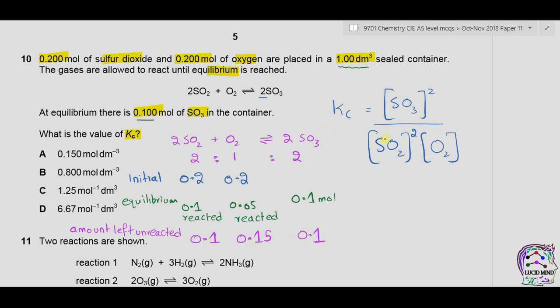Now putting these values in the Kc equation, Kc is equal to concentration of SO3, as 0.1 mole divided by 1 equals 0.1. So it is 0.1 raised to the power 2. For SO2 again we have 0.1. For oxygen we have 0.15. So the value of Kc comes equal to 6.67 per mole decimeter cube. The answer is therefore D.